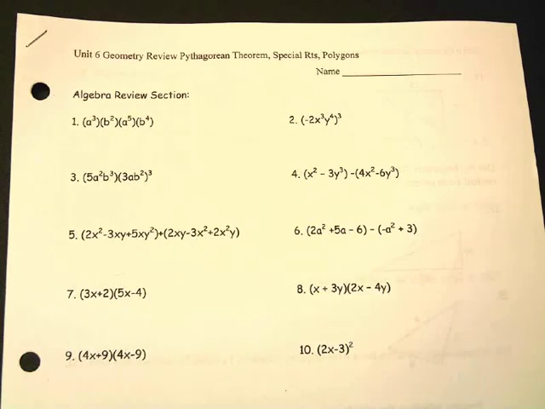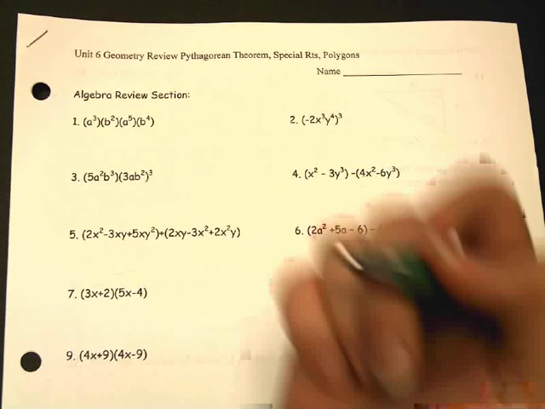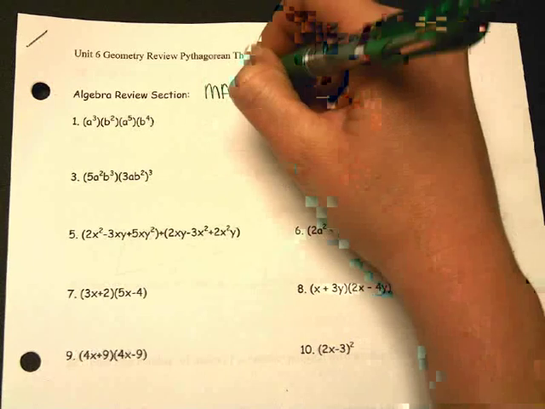Alright, you guys, this is Unit 6, Geometry Review. We are going to start with the odds on page 1. The first section is the algebra section, so I tell my kids to remember MADS, RM.